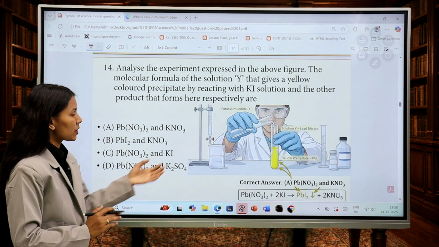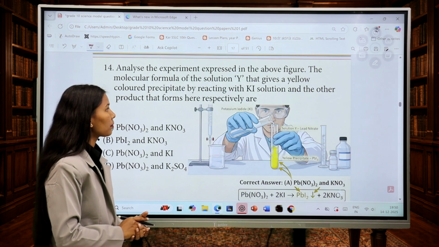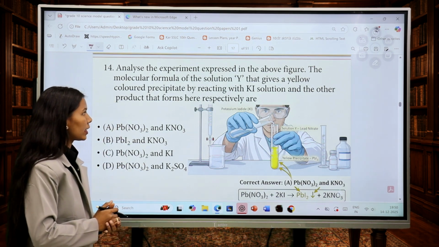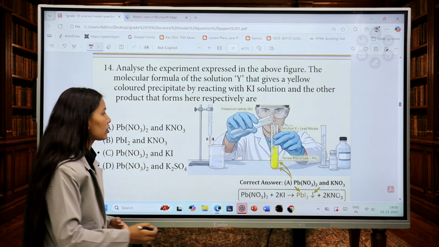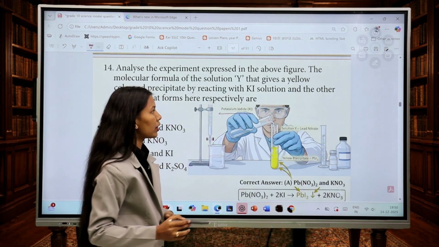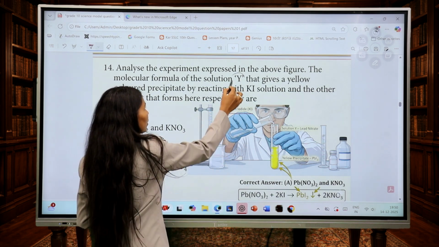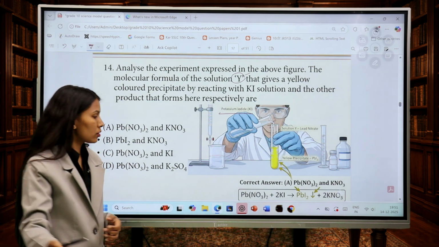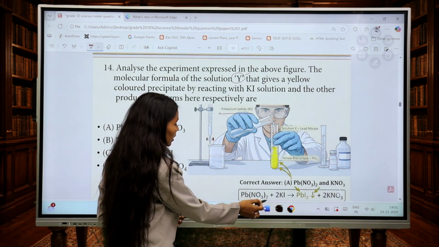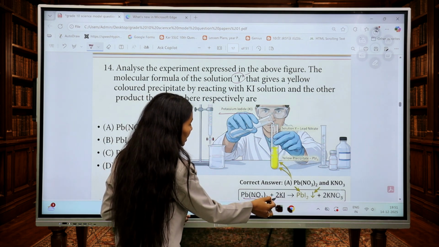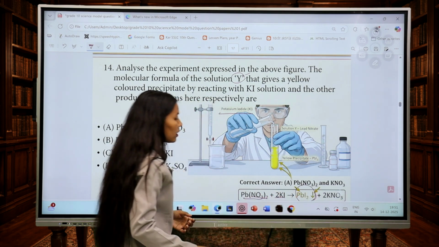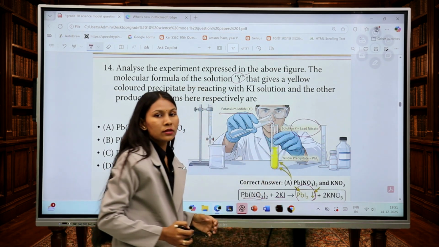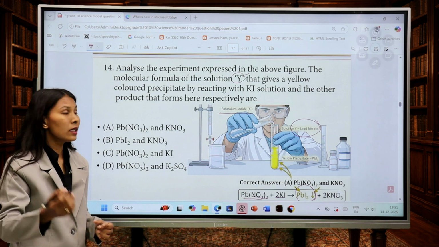Analyze the experiment expressed in the above figure. In the given figure, the molecular formula of the solution Y that gives a yellow color precipitate by reacting with KI. As you can see here, there is KI, that is potassium iodide. There is a solution Y which reacts with potassium iodide to give a yellow precipitate. As you can see in the equation below, lead nitrate reacts with KI to form a yellow precipitate, that is lead iodide. Means here the Y solution will be lead nitrate. So we have got the answer for this. Let's see next.